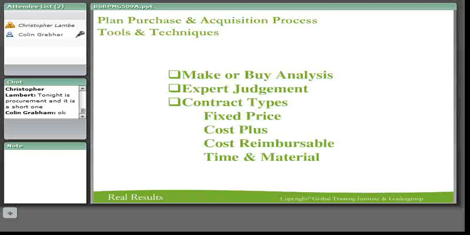Then we have the expert judgment. The judgments that you're going to make from the experience that you have, and then there are contract types. Let's just quickly look at each of the contract types. The first one is a fixed price. Now, if you can, that's a great one to go to, because what you're doing is mitigating a risk, aren't you? Yeah, that's right. You're containing the price to that project.